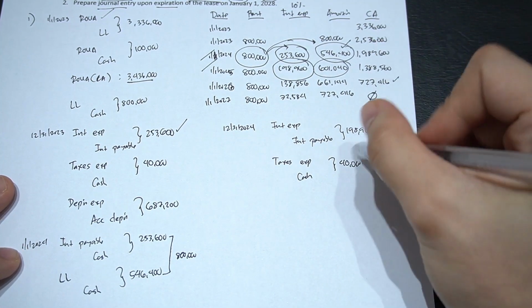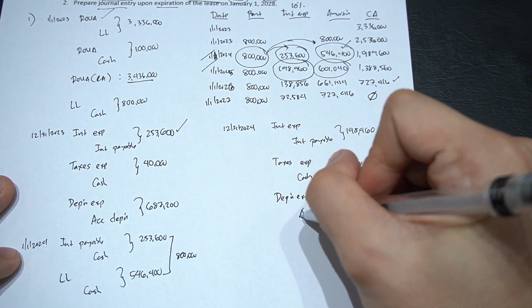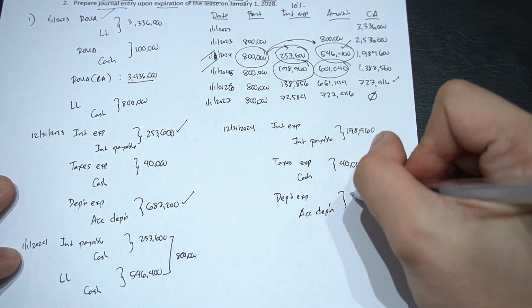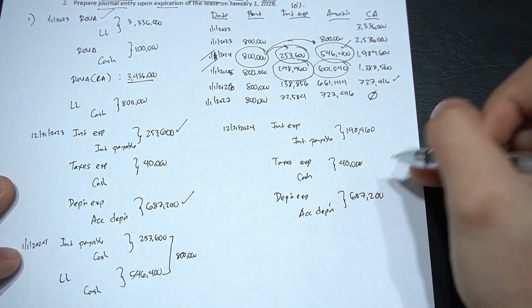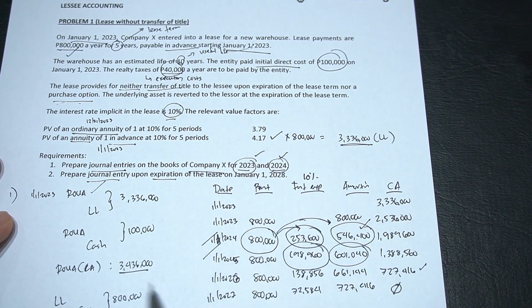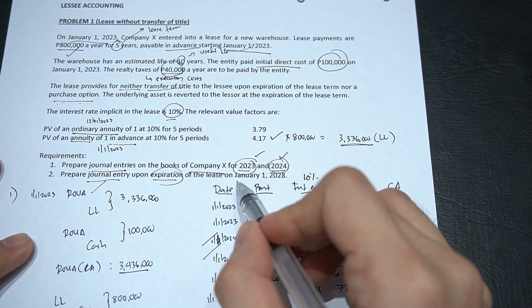And since this is the end of the year, don't forget to depreciate. Debit depreciation expense, credit accumulated depreciation. So, na-compute natin earlier, 687,200. Okay. So, these are your journal entries for 2023 and 2024. Let's go to requirement number 2. Prepare the journal entry upon expiration of the lease.